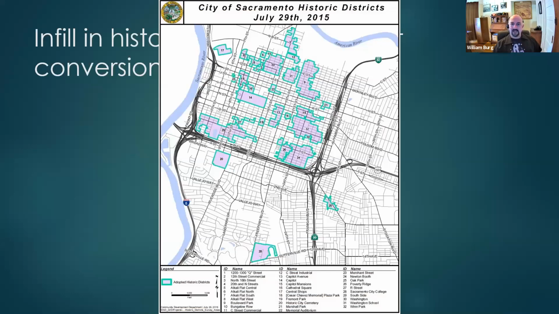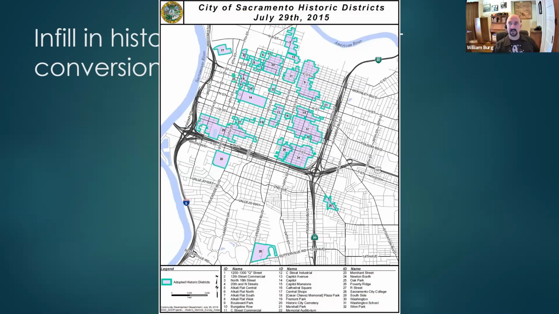Today, we have about 30 historic districts throughout the city of Sacramento, but almost all of them are in the central city. There are a couple that are outside. There's the Old City Cemetery, there's Oak Park along Broadway, and then there's Sacramento City College. There are a couple that are underway. The first Curtis Park Historic District is about ready to be submitted, and we're going to talk more about that at our next roundtable.